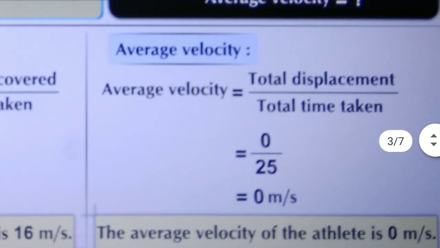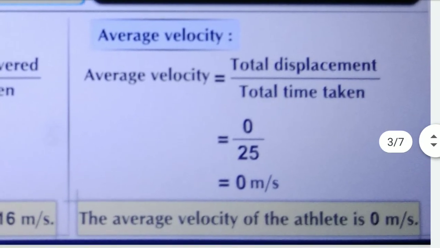Now, the second point, we have to find out the average velocity. Average velocity is given by the formula total displacement divided by total time taken. Here, the total displacement of the athlete is 0 as the starting and finishing points are the same. Therefore, 0 divided by 25, which is equal to 0 meter per second. Therefore, the average velocity of the athlete is 0 meter per second.